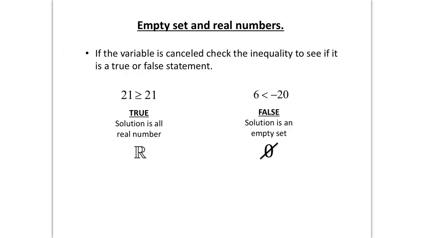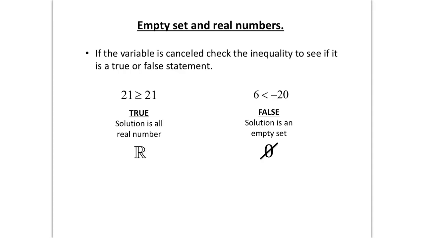Now we also have special cases when we are solving inequalities, like we had special cases when we were solving equations. It's very similar, but remember that we don't have equal signs in this one. We do have inequalities. So special cases: if the variable is canceled when you are trying to solve, check the inequality to see if it is a true statement or a false statement after you cancel those variables. So this is what I mean.